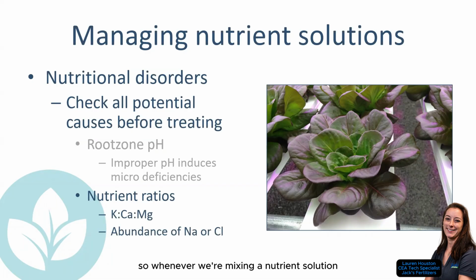So whenever we're mixing a nutrient solution, we try really hard to supply about a 4:2:1 ratio of potassium to calcium and magnesium. That's going to be the ratio that the plants are going to utilize in the tissues. And so that's the ratio that we want plants taking them up at. And then another issue is an overabundance of sodium or chloride. Sodium specifically has the same ionic charge as potassium, calcium, and magnesium. And if that's really high in your solutions, your plant's not going to be able to tell the difference. And so it might end up taking up sodium instead of the potassium or the calcium or the magnesium that it really needs.